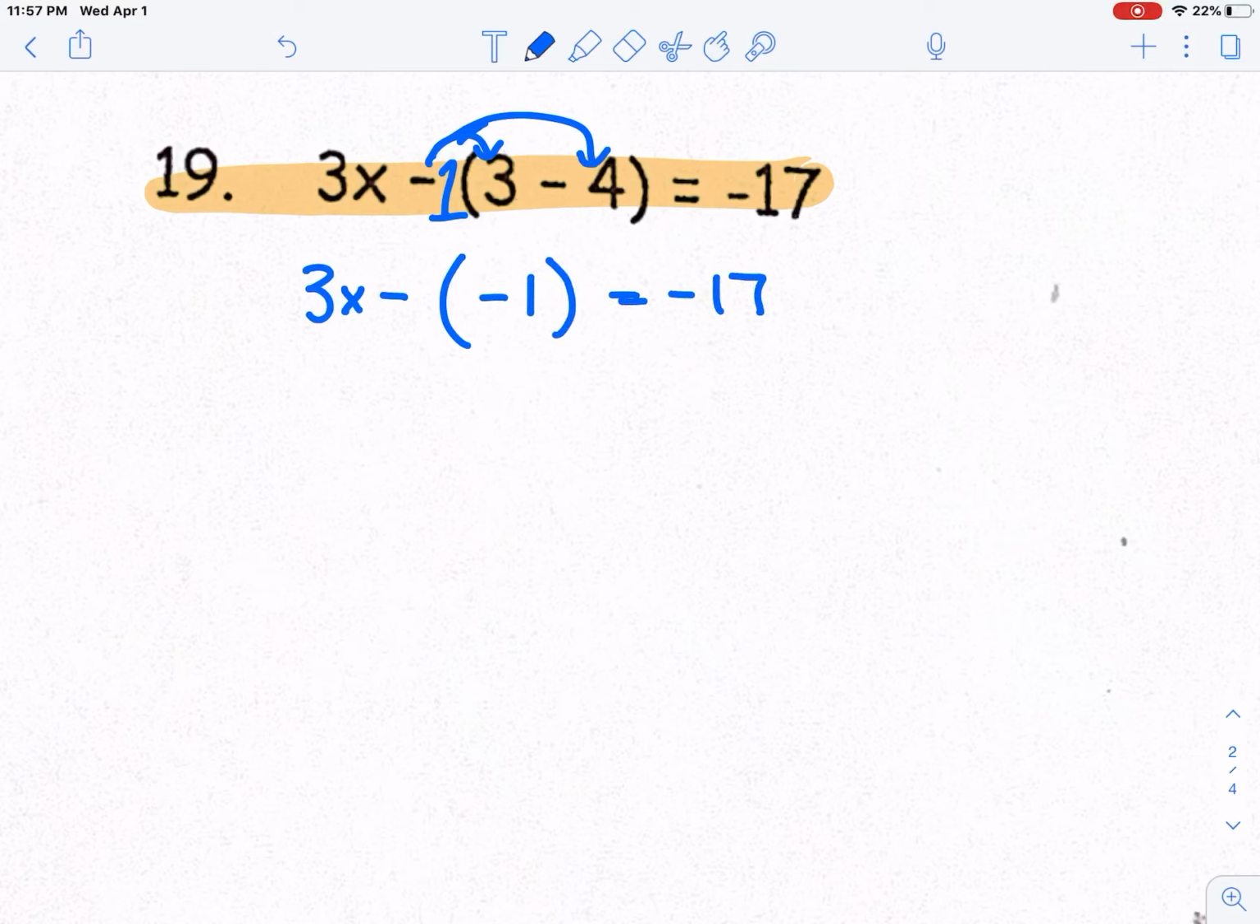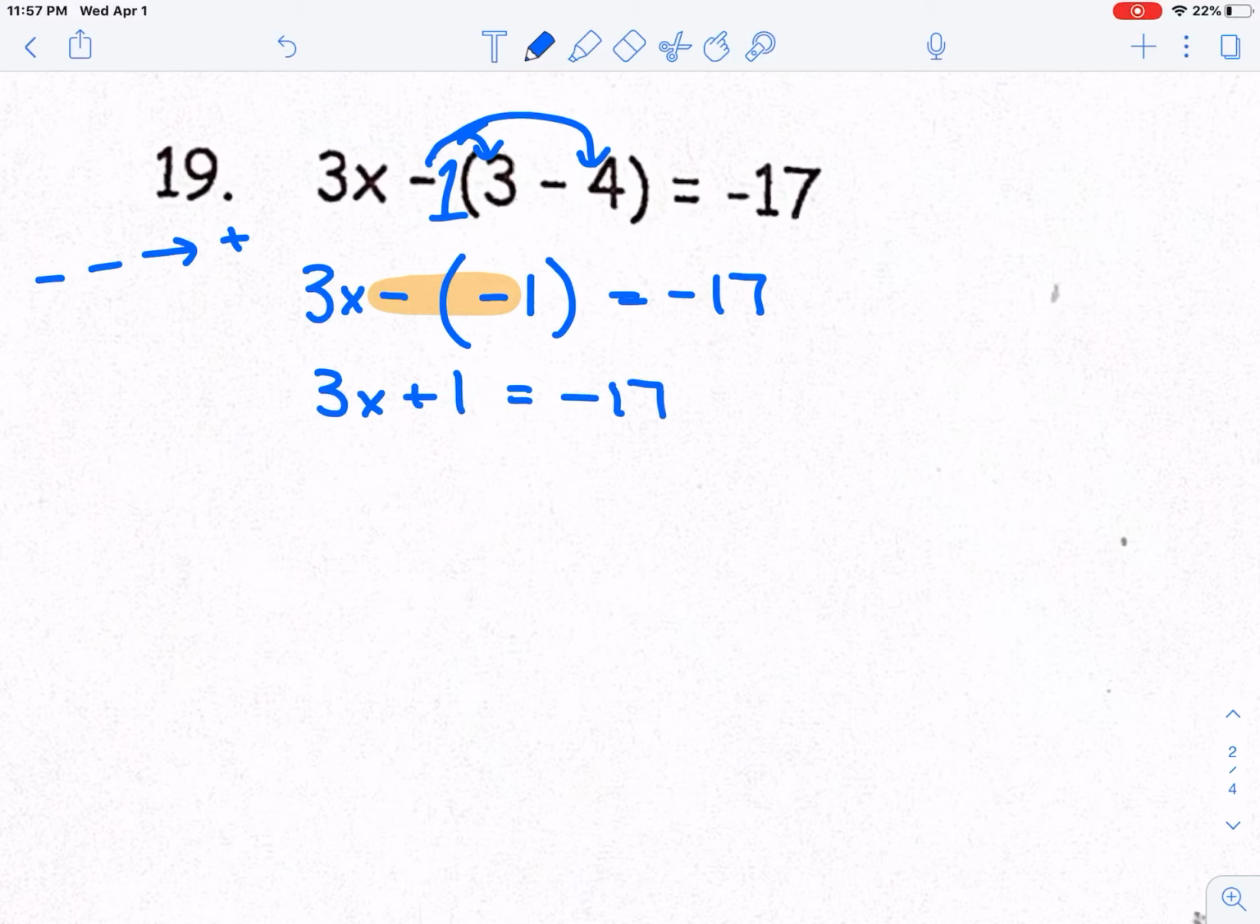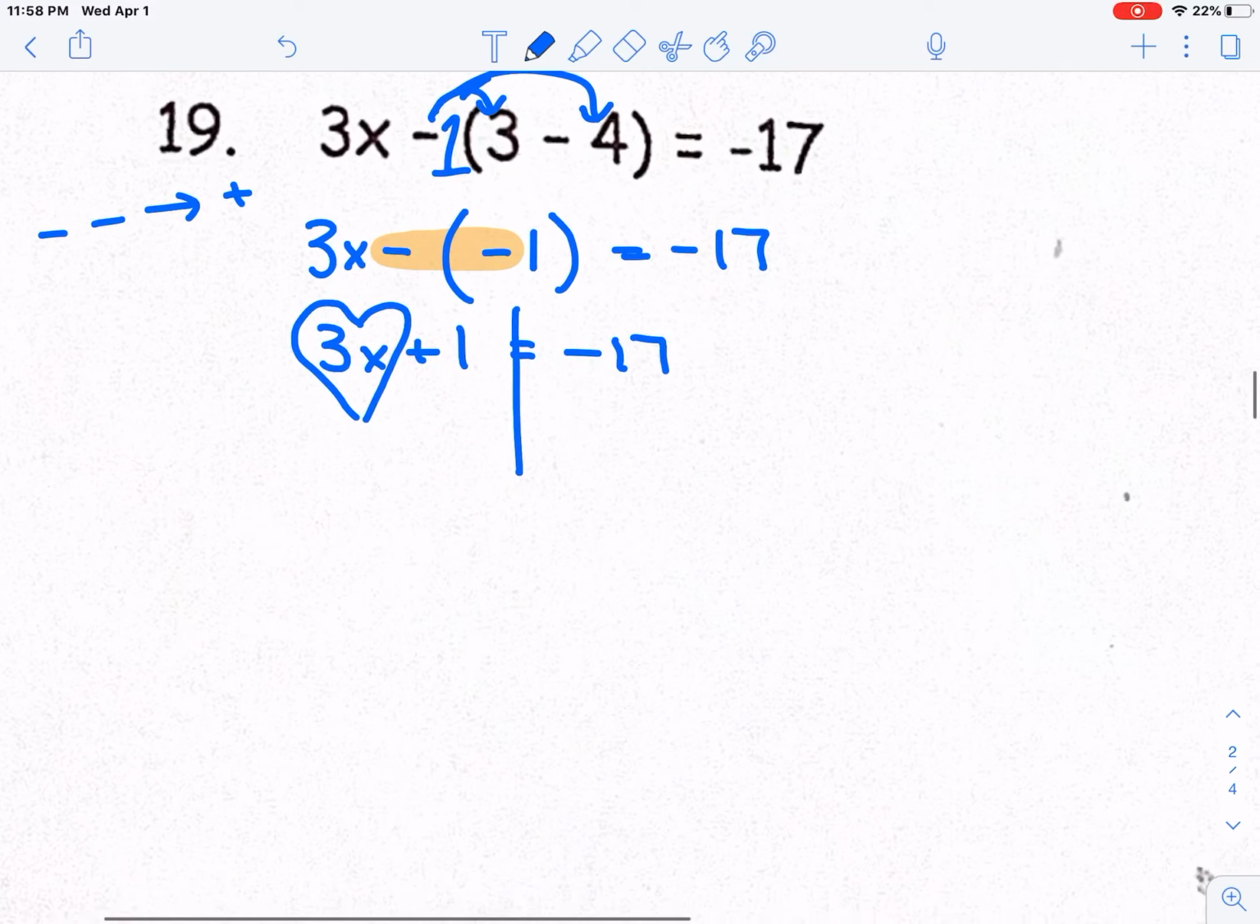So I'm just going ahead and simplifying this here. So remember, anytime you have that minus minus next to each other, that becomes a plus. All right, so we get 3x plus 1 is equal to negative 17. And now we have just our regular equation. So my 3x is my variable term. I'm going to go ahead and stick that in that heart.